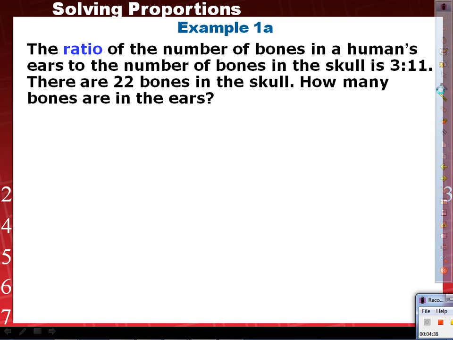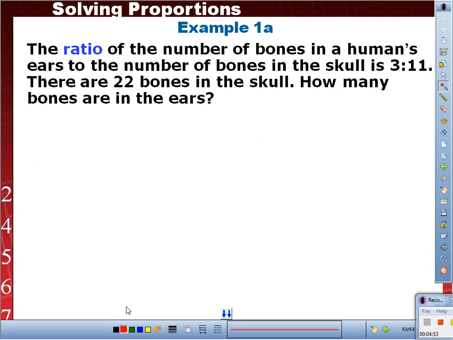All right, here we go. It says, once again, example 1A. The ratio of number of bones in a human's ears to the number of bones in the skull is 3 to 11. There are 22 bones in the skull. How many bones are in the ears? So, first of all, I'm going to start with the color red. Which is the first set of information that they mentioned? The bones in the what? In the ear. So I'm going to box ears in red.